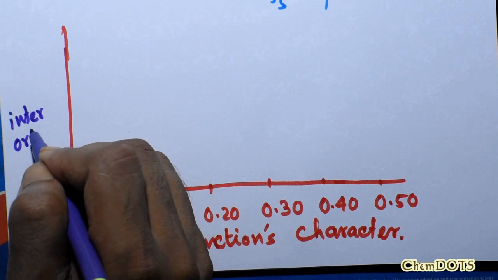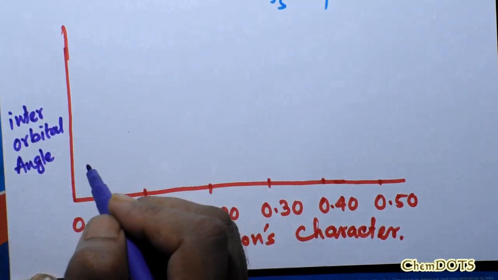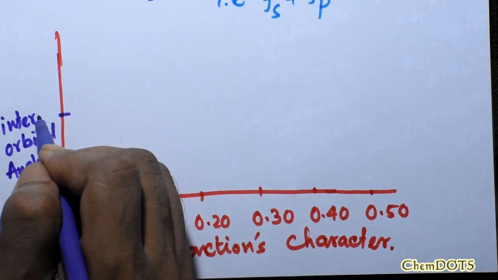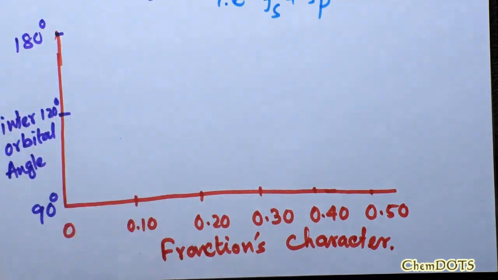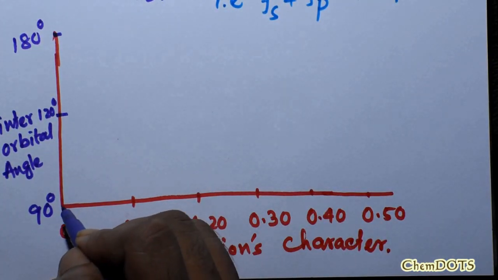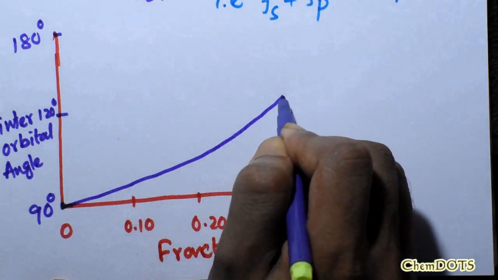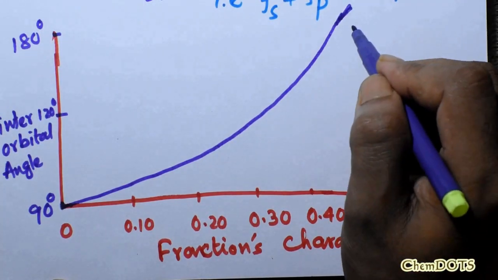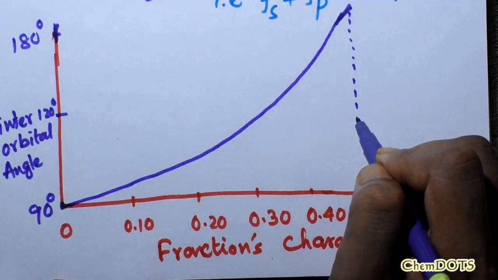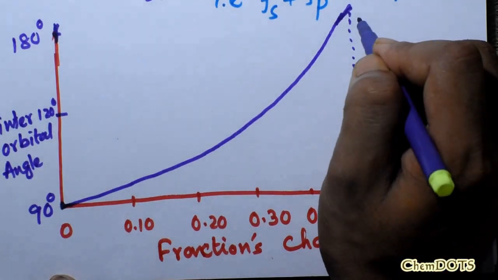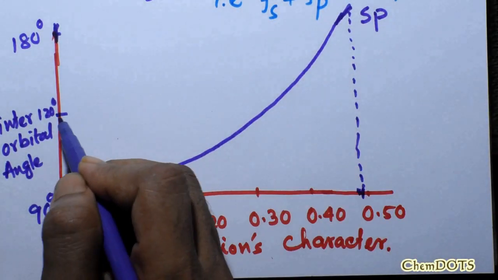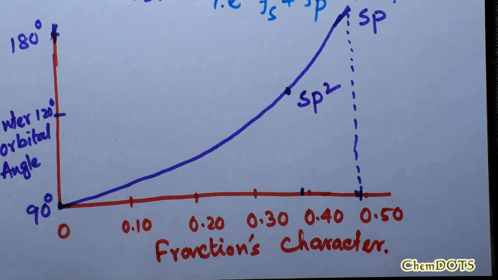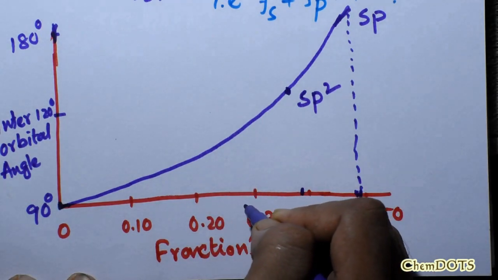Here we will start with the angle 90 degrees, then 120 degrees, and lastly 180 degrees. So let's draw the plot. We start with p, which is 0 fraction, and when the fractional character is 0.5, the bond angle is 180 degrees and the hybridization will be sp. Now if the fraction is 0.33, the hybridization is sp2 and the bond angle will be 120 degrees.